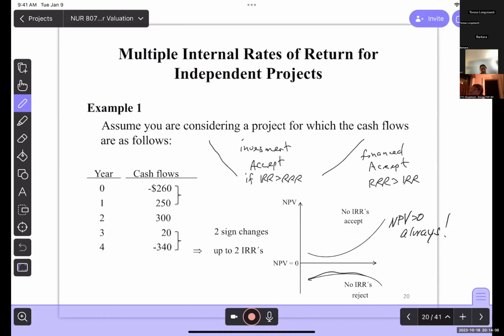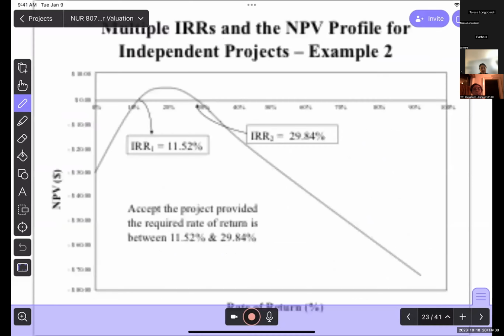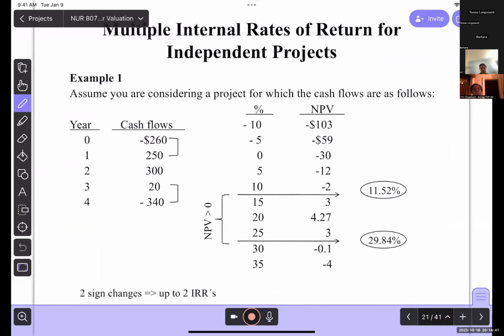What about this one? What do we say about this one? Always reject. Always reject, always. NPV is negative. Okay. All right, but what if it crosses? What do we do if it crosses that line? So here's an example. Okay, sorry, I'll take the cash flows with me.